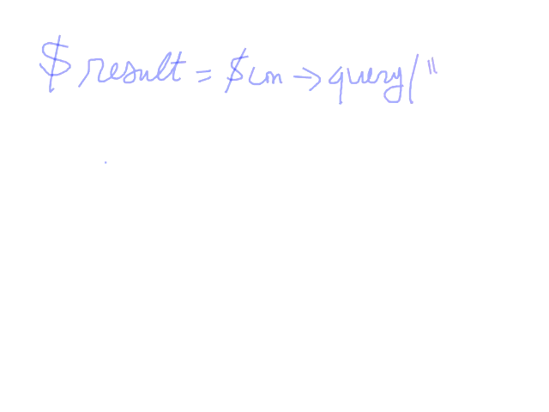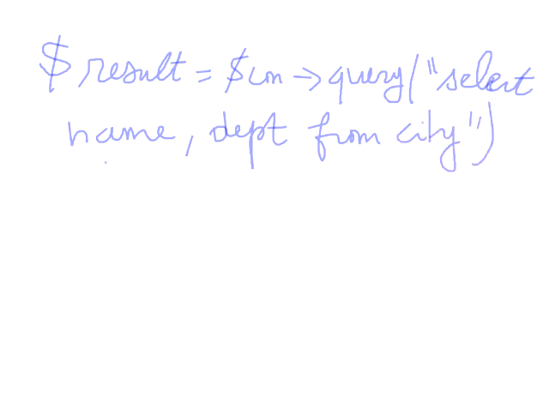So if we write here result equal connection query, and here we write select name, department from city. So the result here will be like this.